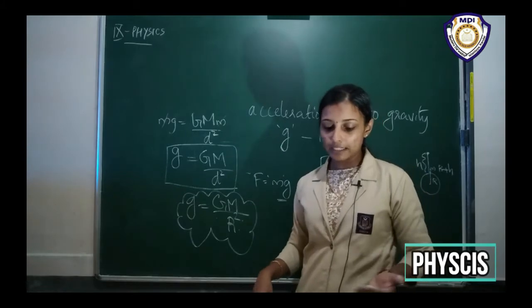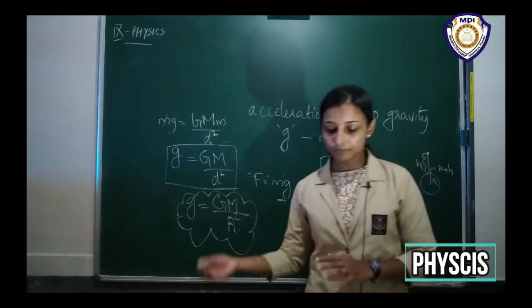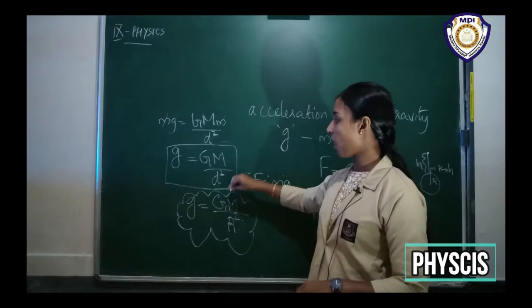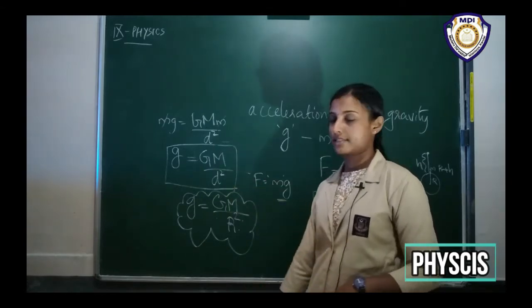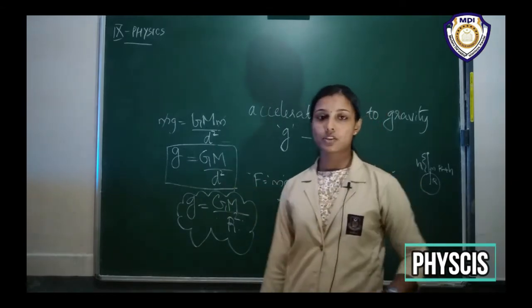And if the object is far from the earth, then we have to take this equation, that is g is equal to GM by d square.